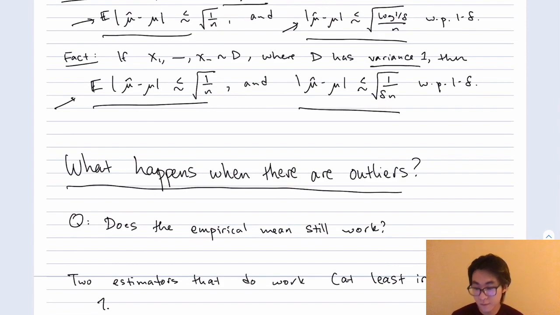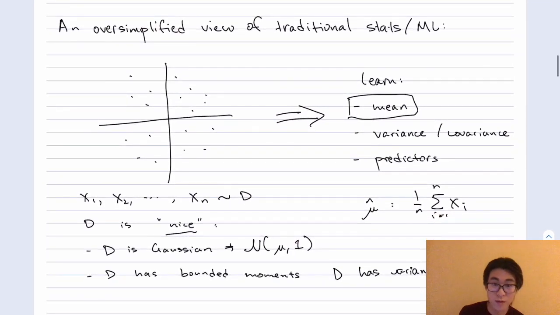There's a first pass: maybe the empirical mean still works. But the answer to this is a fairly resounding no, it does not. It fails miserably, and to see this is very simple. I'm just going to draw this in 2 dimensions.